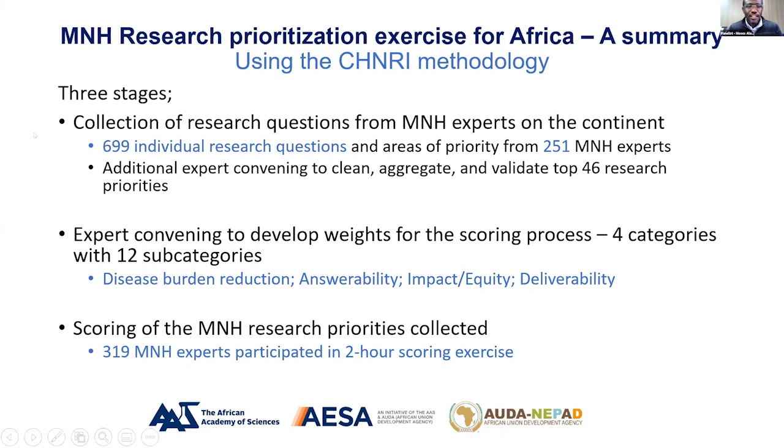And then after that, we had an expert convening, and I'll show you a photo of that in a moment. At this time, we built weights for scoring of the process that had 4 main categories and 12 subcategories, focusing on disease burden reduction, answerability, impact and equity, and also deliverability. And then lastly, we had a scoring.